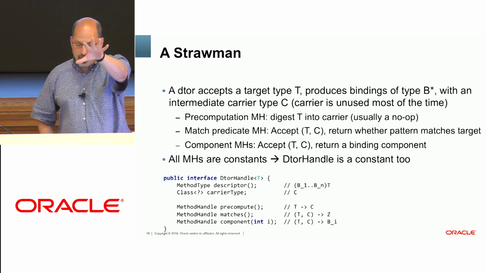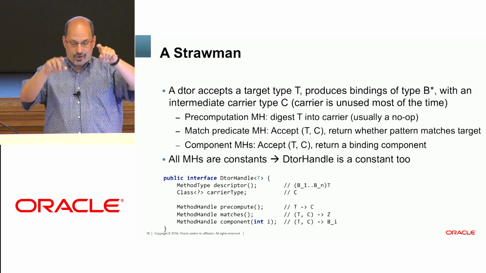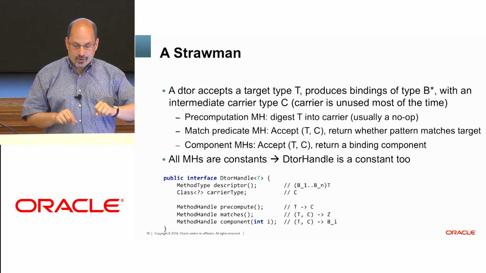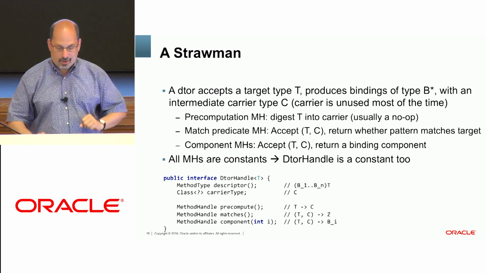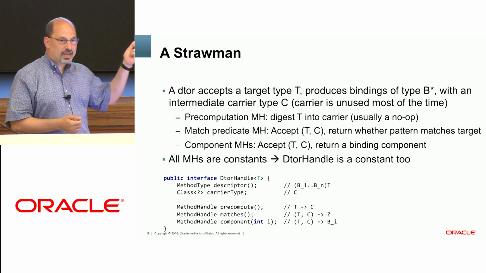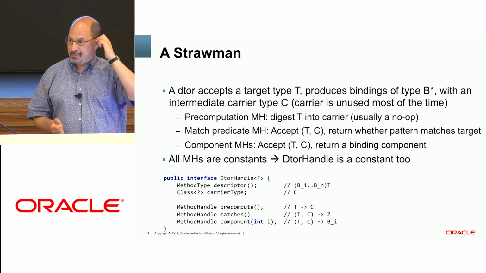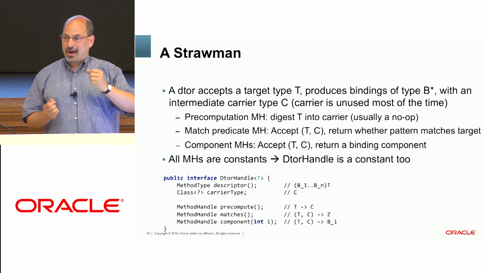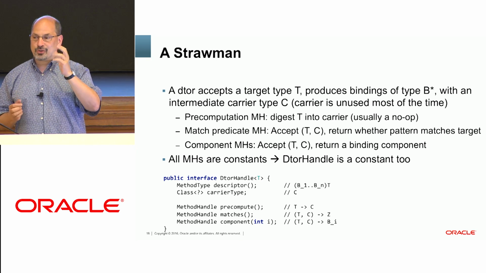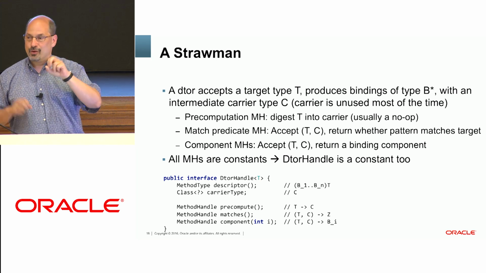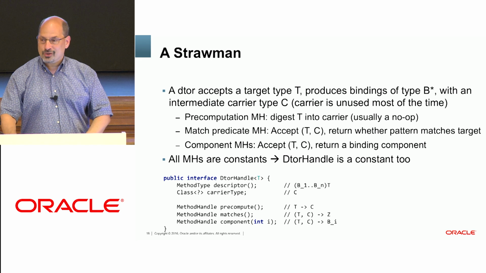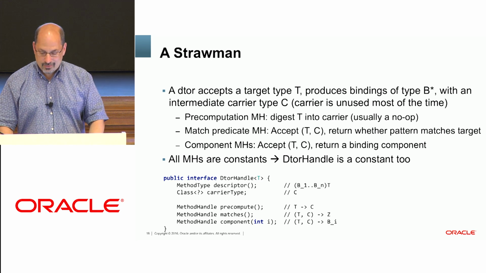There's a function from the target to the carrier. There's a function from the target and the carrier to Boolean to determine if you match. And then there are n functions from target and carrier to the binding variable. And notice also we can sort of encode this as the opposite of a method type. If we kind of squint, where we take a method descriptor and the parameters describe my output variables and the return value describes my target. So, and this turns out to be a useful encoding if you're willing to cheat a little bit.